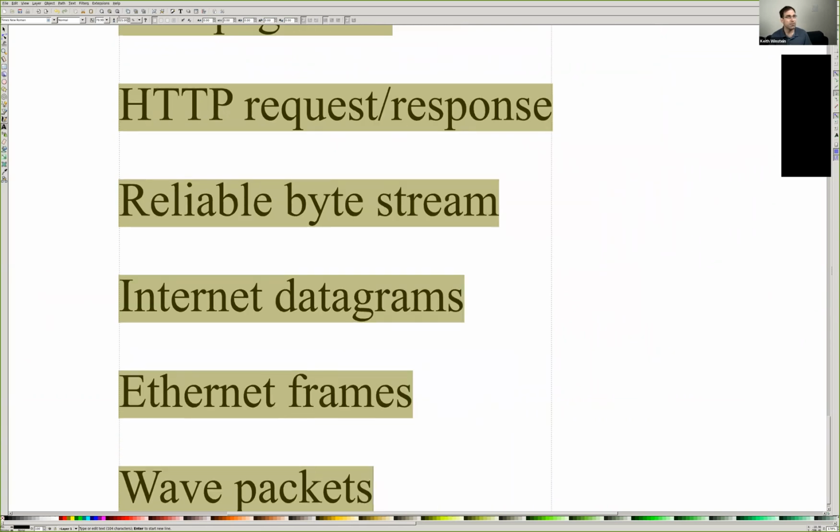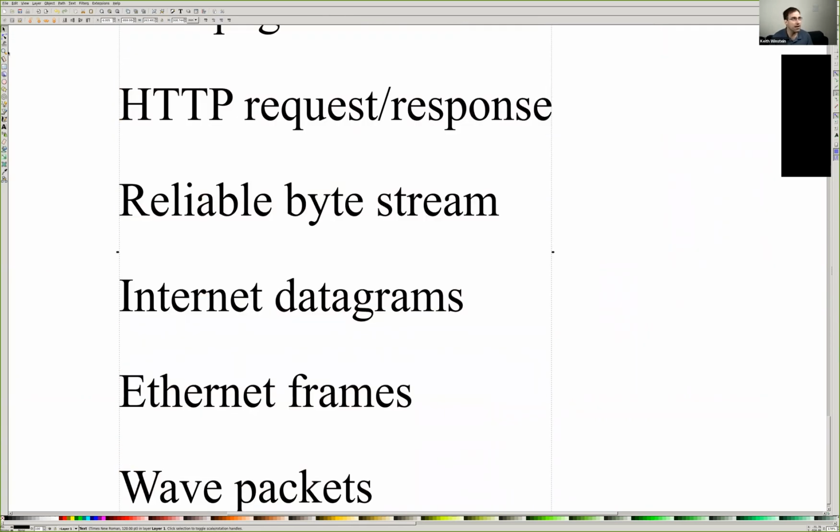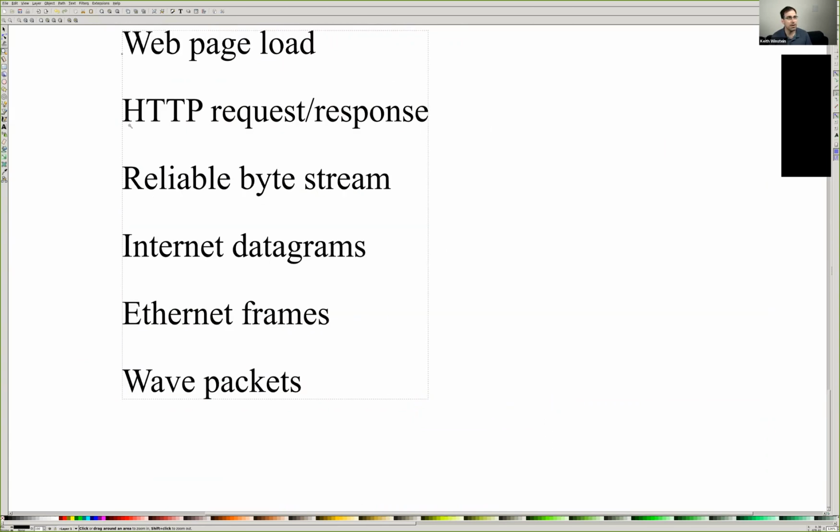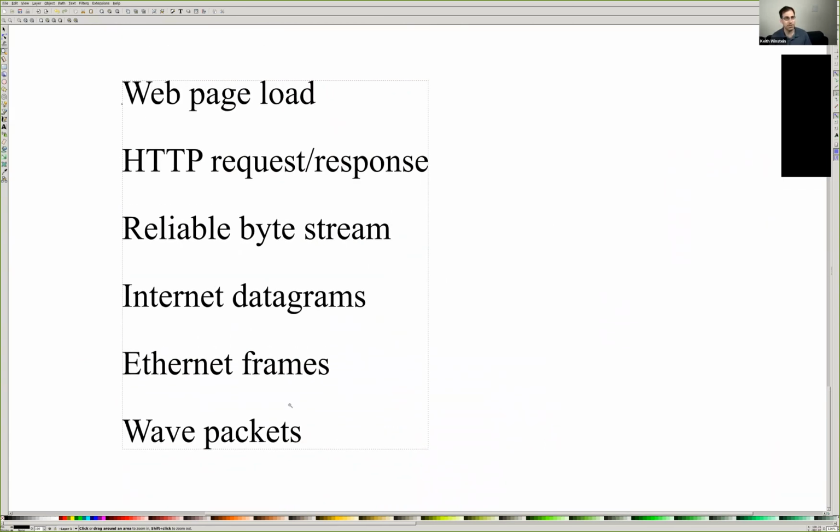This is the tower of abstractions that a typical internet application is built on. At the very bottom, there are wave packets, actual voltages flowing through the wire. Those are interpreted by the Ethernet card as frames. Then those become internet datagrams. There's a reliable byte stream assembled out of those unreliable datagrams. In Lab 0, you made request-response on top of that. And a web browser loads a whole page, which often requires many requests and responses.